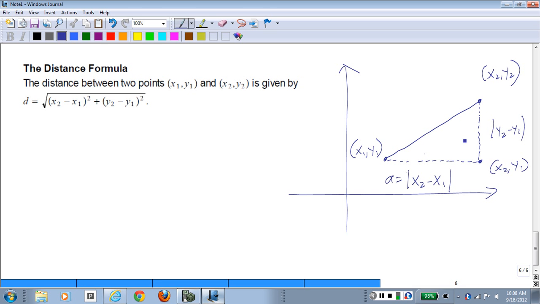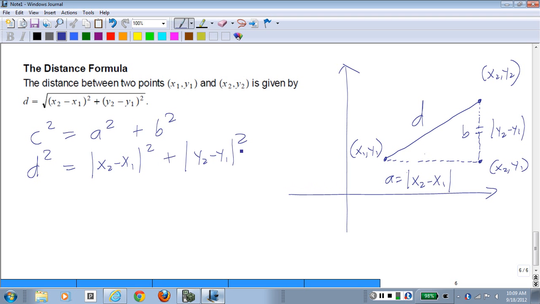If this is little a and this is little b, and I'm going to put d for distance there, what we can say is that c squared equals a squared plus b squared. That's our formula for the Pythagorean theorem. But if I'm going to call the length of the hypotenuse d for distance, then what I'm saying is d squared equals x sub 2 minus x sub 1, absolute value of that, quantity squared, plus y sub 2 minus y sub 1, absolute value of that, quantity squared.